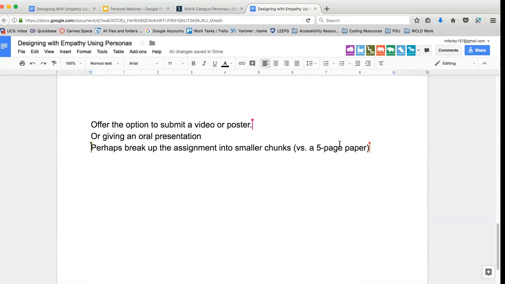Someone said break up the assignment into smaller chunks versus a 5 page paper. So that might be interesting, maybe if they're going to do a few smaller assignments over a period of time rather than the whole thing at once. And that might give them a way also to focus on different topics in each section, which could help some people who might need to focus a little bit more on a narrower subject because the prompt was a pretty broad topic.